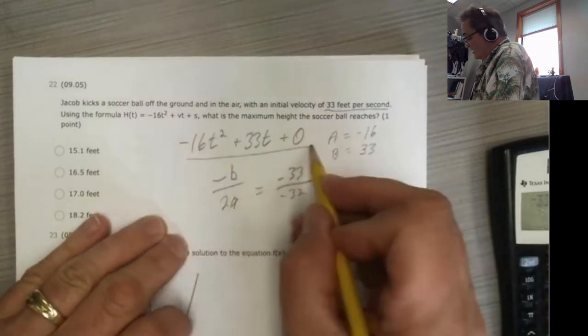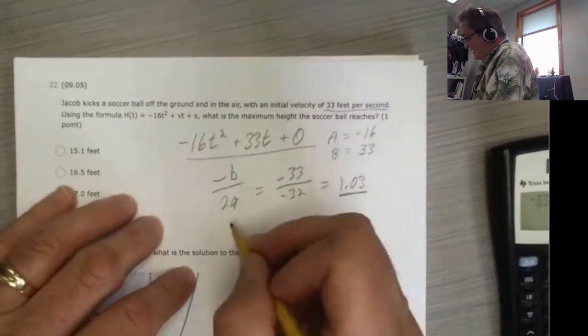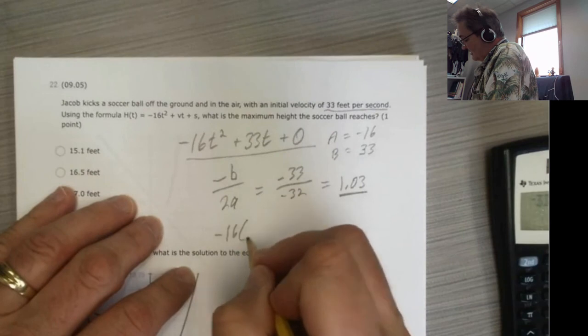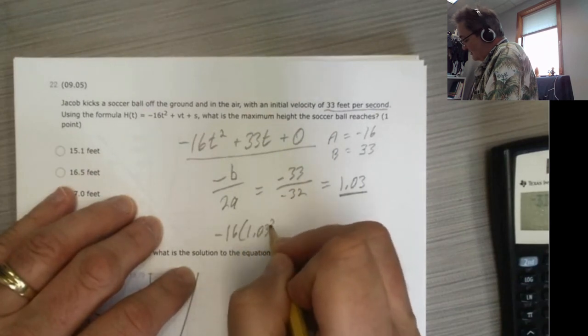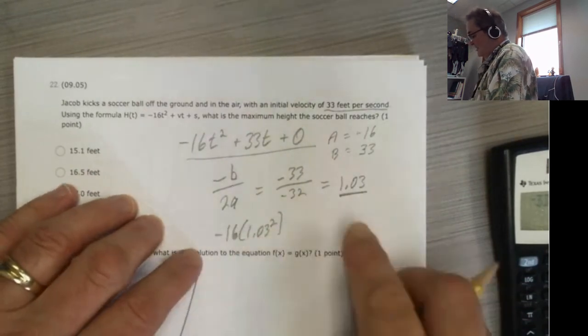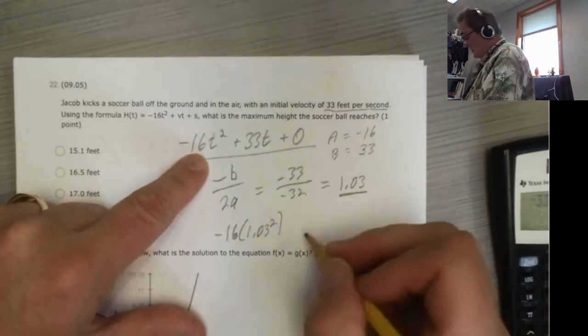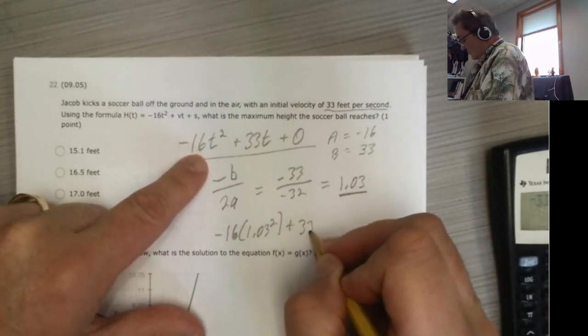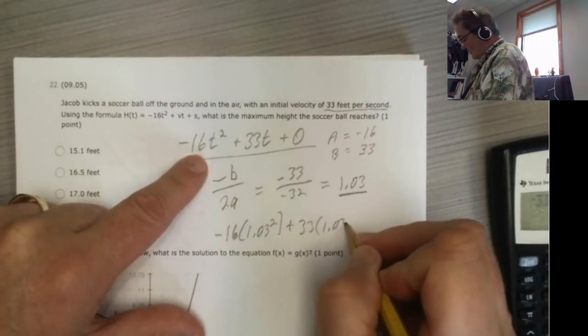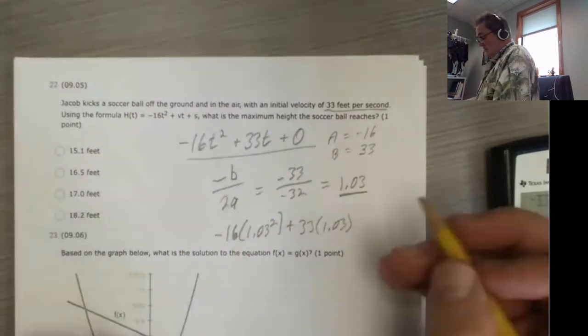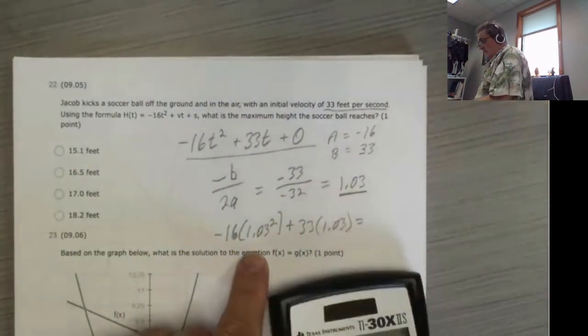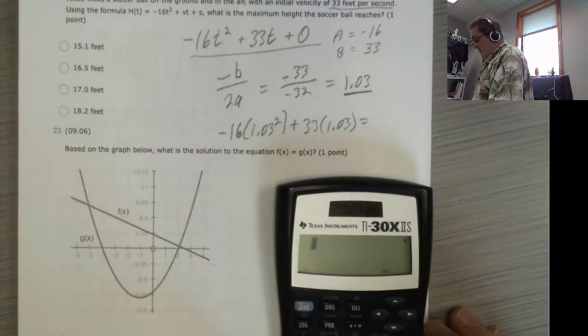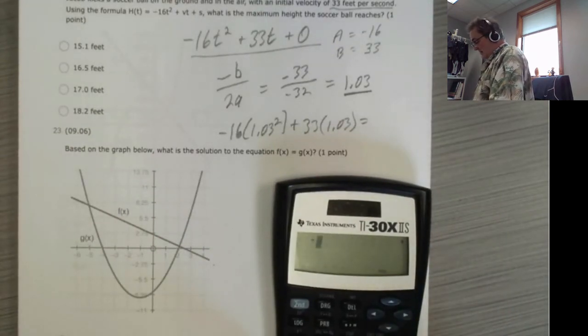So we need to go back to this equation and figure out at this time, negative 16 times 1.03 squared. I'm just putting that in for the time. Plus 33 times 1.03 plus 0. Don't have to add a 0. What is the height 1.03 seconds after he kicks it?